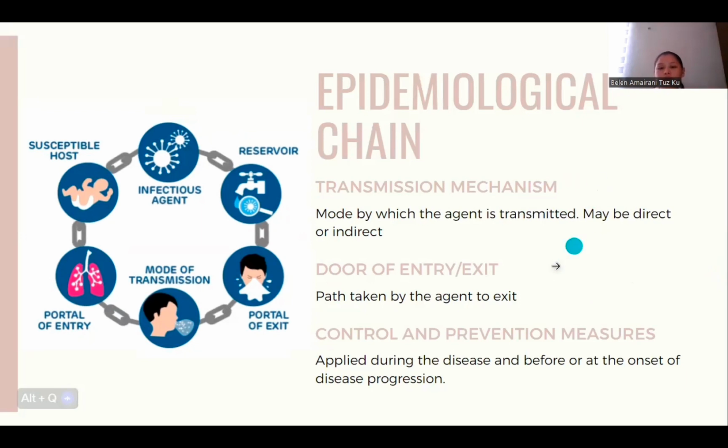We have a door of entry and exit. This is a path. Well, it is the path taken by the agent to exit or enter the susceptible host. And control and prevention measures. Control measures are applied during the disease, and prevention measures are applied before or at onset of the disease progression.